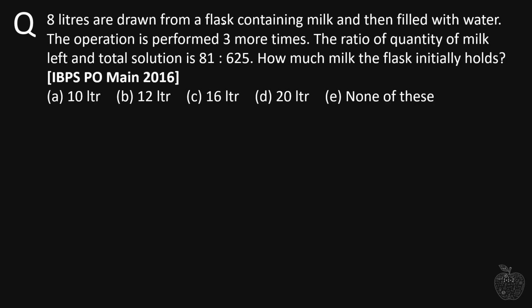8 liters are drawn from a flask containing milk and then filled with water. The operation is performed 3 more times. The ratio of quantity of milk left and total solution is 81:625. How much milk does the flask initially hold?